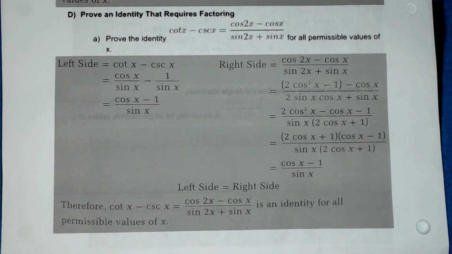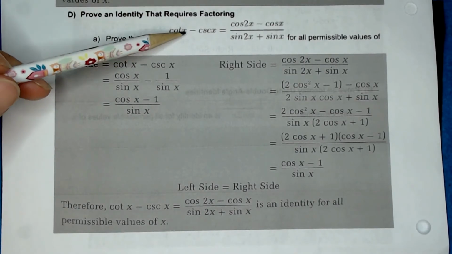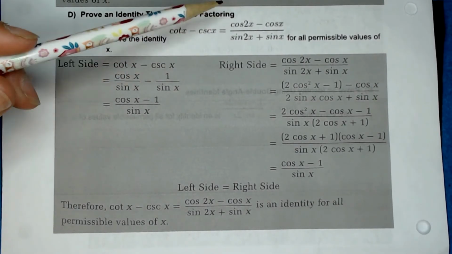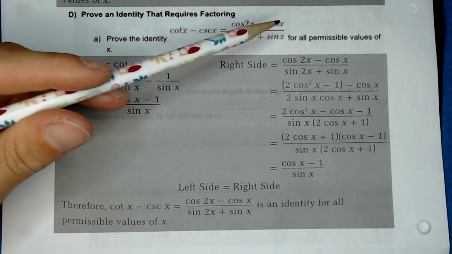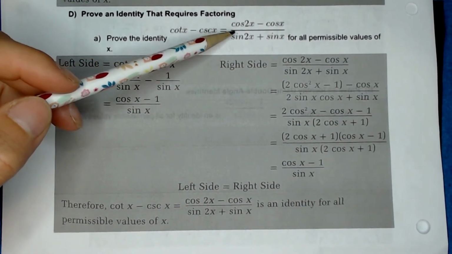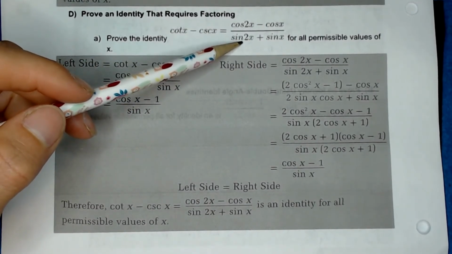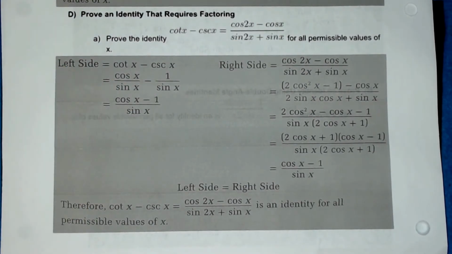Our last example, D, prove an identity that requires factoring. Prove the identity cotan x minus cosecant x is equal to cos 2x, double angle identity, minus cos x, divided by sine 2x, double angle identity, plus sine x for all values of x.